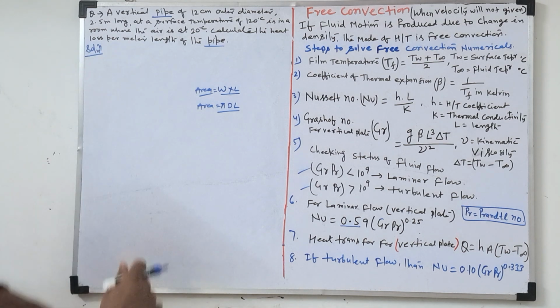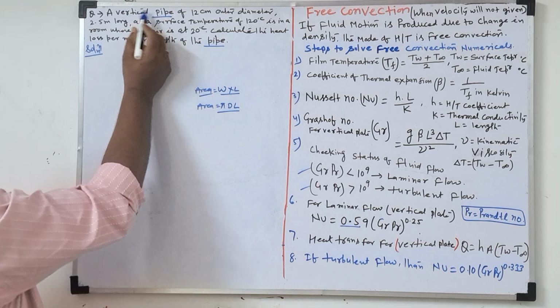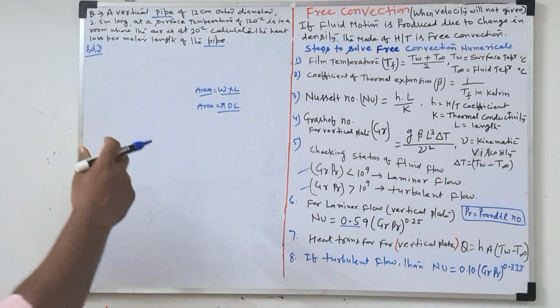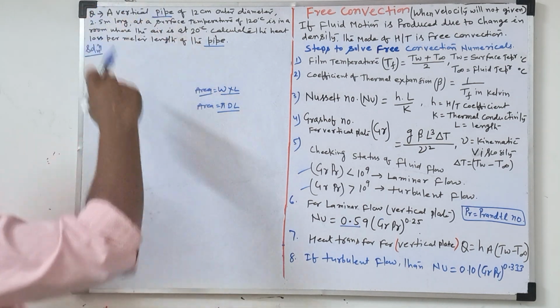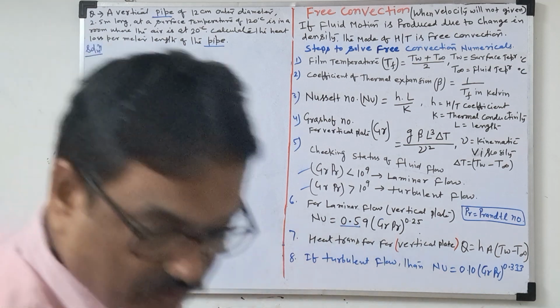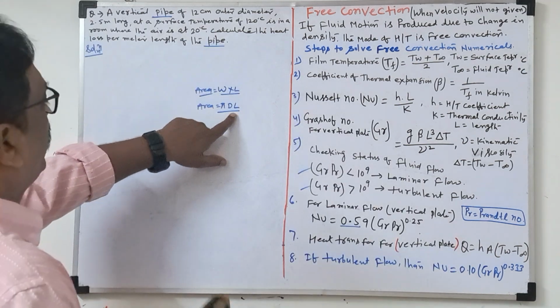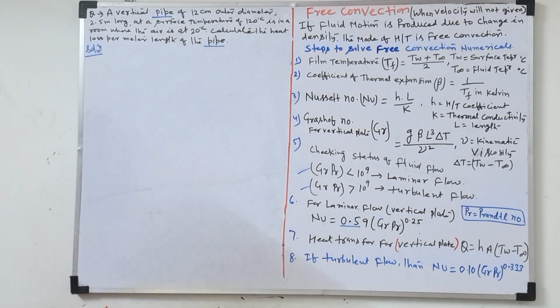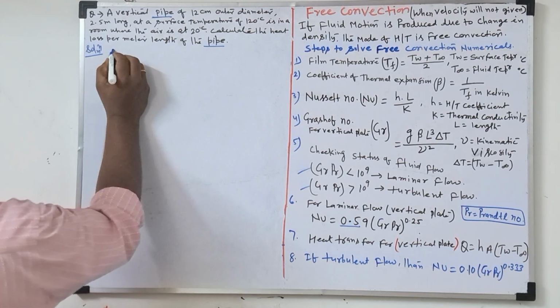So you have to be careful whether the problem gives a vertical pipe or a vertical plate. If it is a horizontal plate, that will be a different method, which I will also solve. Now this question is a vertical pipe, so only the area will be different. Pi d L will come, which we will see once we solve the question.